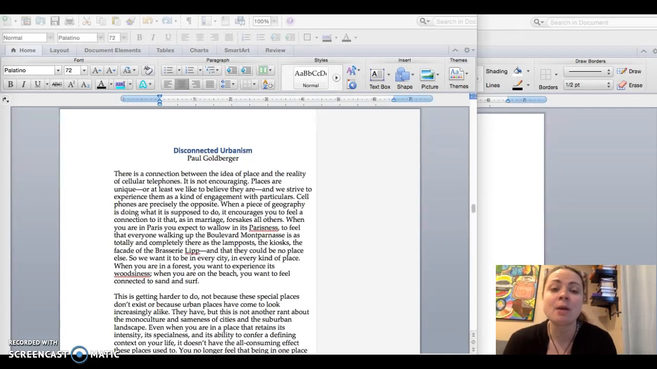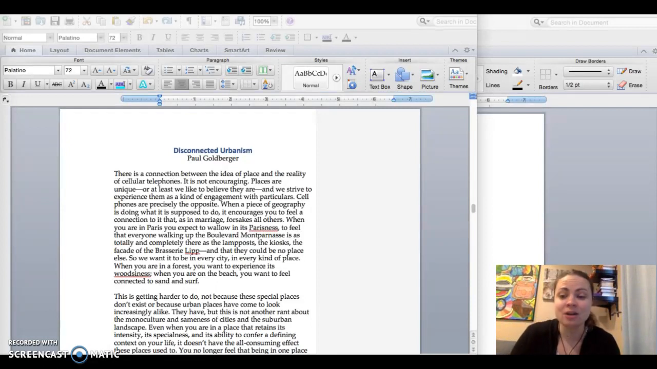Disconnected Urbanism by Paul Goldberger. So when we look at this title, Disconnected Urbanism, what do we think about? Well, disconnected, your phone call can get disconnected. What does that mean? Cut off. Your whole phone could get disconnected if you don't pay your phone bill, right? That means cut off, okay?